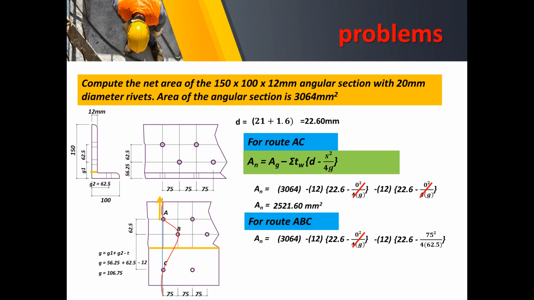So next we have bolt at C coming from B. There will be a pitch distance of 75 and a gauge distance of 106.75 millimeter. So in that case, this is the thickness times D prime, 22.6 minus 75 squared, the pitch distance between B and C, with the gauge distance of 106.75 millimeters. So in here we can now compute for the net area of root ABC. So among the derived net areas, of course, we're going to consider the net area with lesser value, 2521.6 millimeters squared.